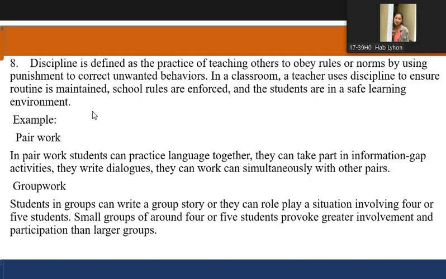So in group work, the students in groups can write a group story or they can role play a situation involving 4 or 5 students. Small groups of around 4 or 5 students provoke greater involvement and participation than larger groups.